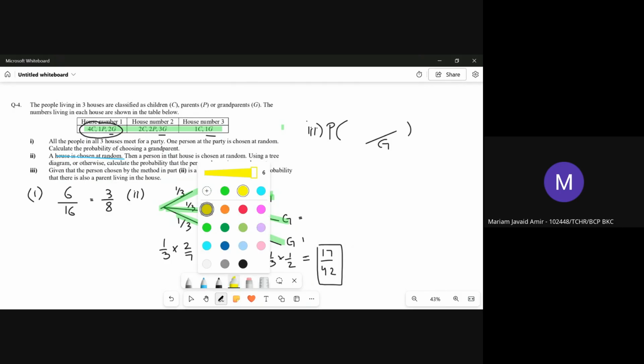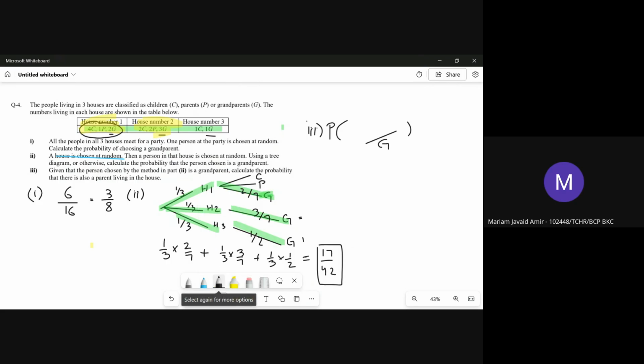So we have only two houses where a parent is living, house 1 and house 2. There's no parent living in house 3. That means in the numerator you'll have to look at house 1 and grandparent, or house 2 and grandparent. We cannot take house 3 in this case because there's no parent living in that house.